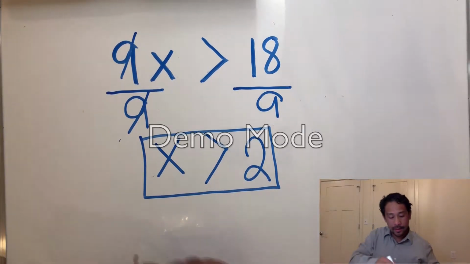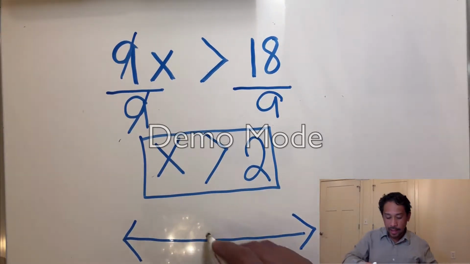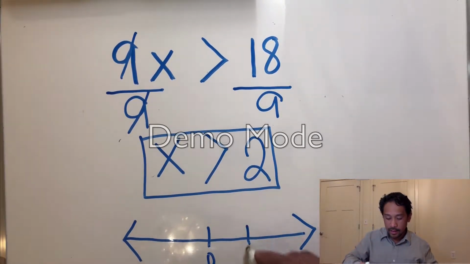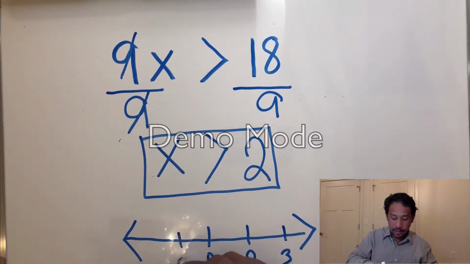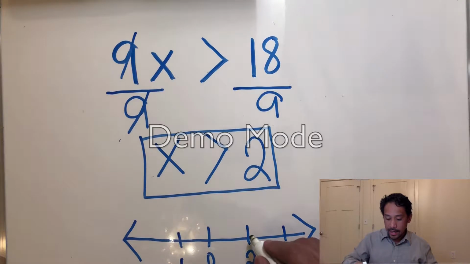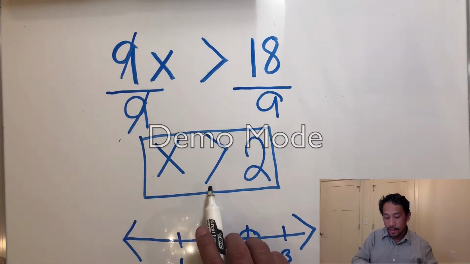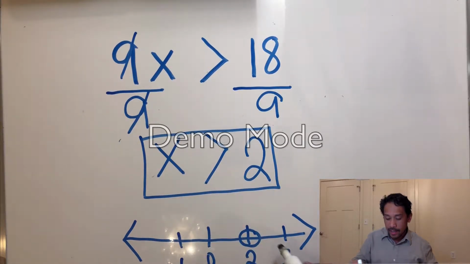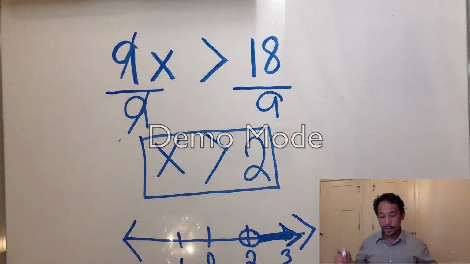How do I graph this? Very simple. If I have a number line over here, and this is 0, this is 2, and probably this is 3, and this is negative 1, my x would be here, open circle, because this is not an equal, it is a greater than, and my line would go over here, because x is greater than 2.